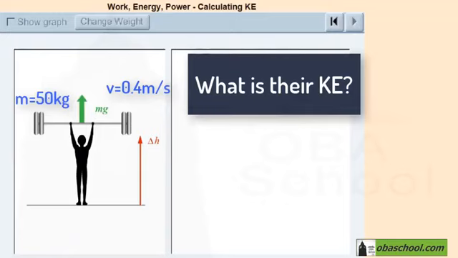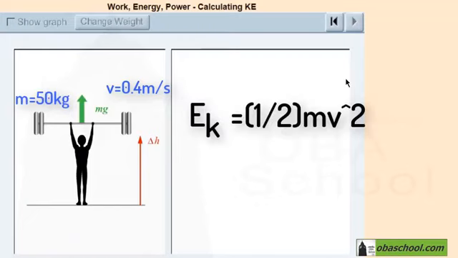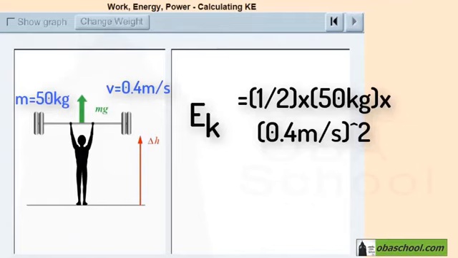Well, using the formula of the kinetic energy that we've just presented, which is EK equals half mv squared, and knowing that the mass is 50 kilograms and the velocity is equal to 0.4 meters per second, then evaluating these values in the equation of kinetic energy, we will end up with half multiplied by 50 kilograms multiplied by 0.4 meters per second to the power of 2, which is equal to 4 joules, as the joule is the metric unit of kinetic energy and energy in general.